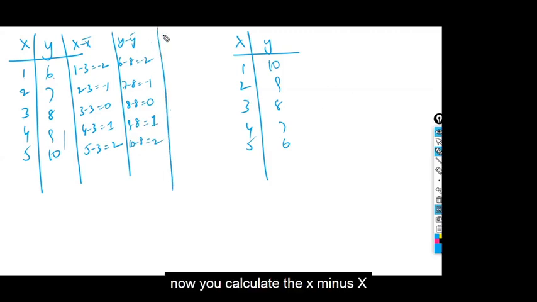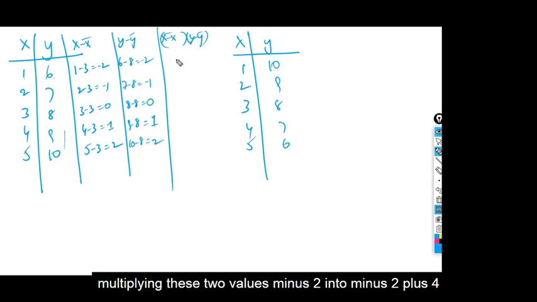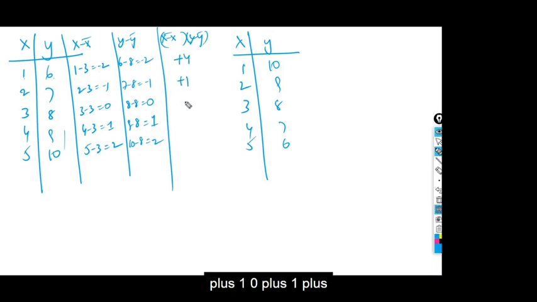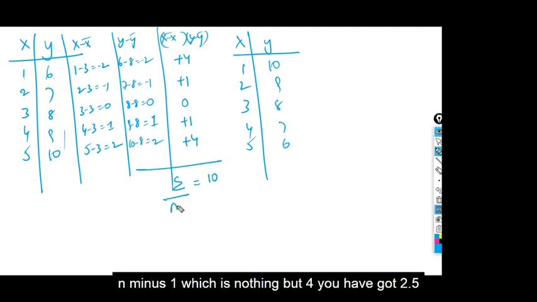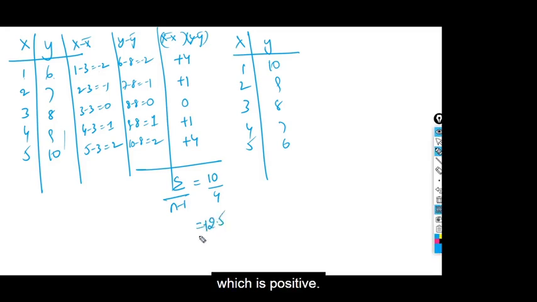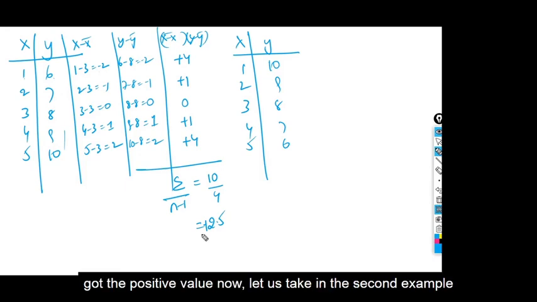Now, you calculate the x minus x bar into y minus y bar. That is multiplying these two values. Minus 2 into minus 2, plus 4, plus 1, 0, plus 1, plus 4. Now you do the total. Total is nothing but 10. Divide by n minus 1, which is nothing but 4. You have got 2.5, which is positive, since the x value and y value both are directly proportional to each other.